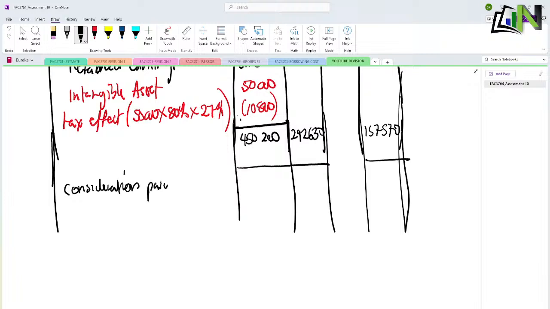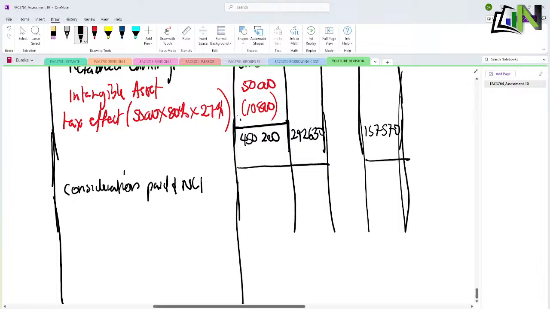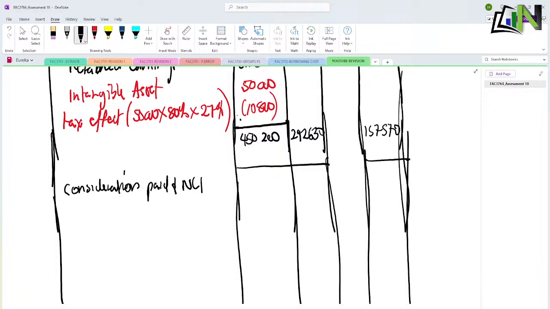We were told that NCI is a proportionate share. We read it on Saturday. It was a proportionate share, so it becomes easy for us. It means it will not have any goodwill. It will just remain the way it is. This is its proportionate share. All right, so the work is now here. Now we need to calculate our consideration paid.